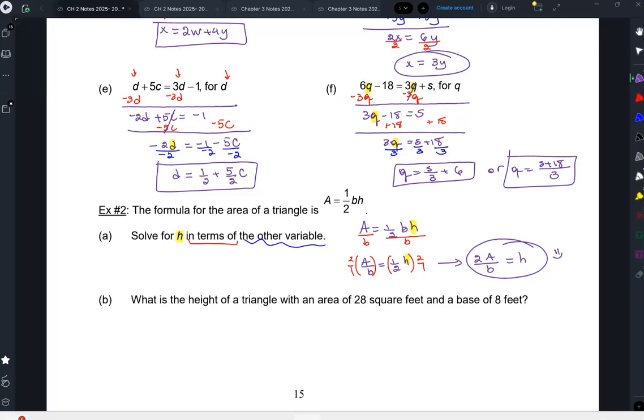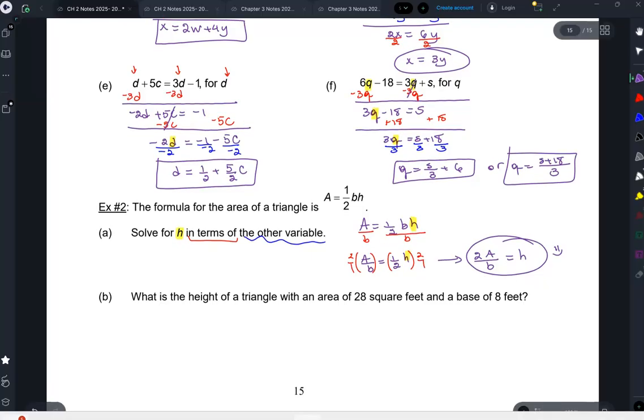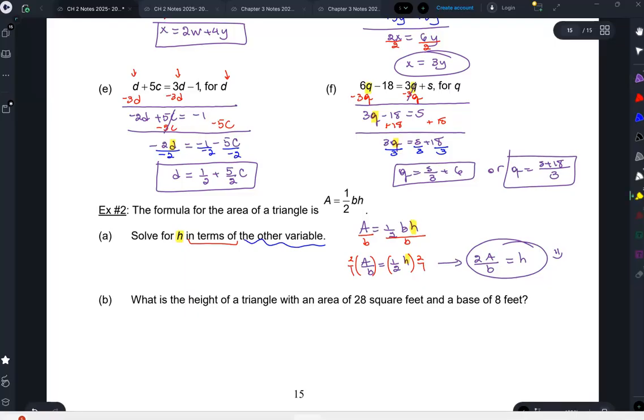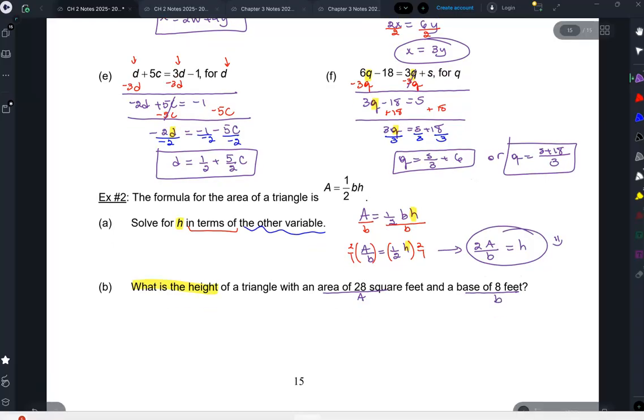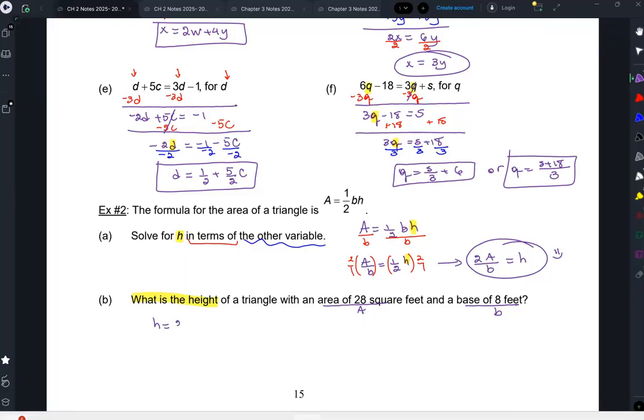Okay. We're ready for another one? Okay, now that I solved for H, it says here, what is the height of a triangle with an area of 28 square feet and a base of 8 feet? Well, now that I've solved for H, I can just plug in all of the things I'm given. So 2 times 28 over 8.